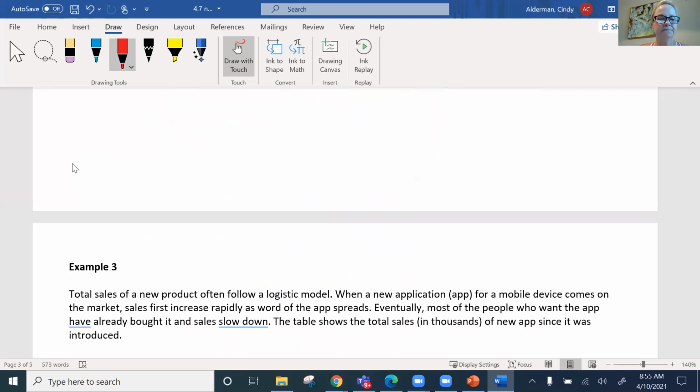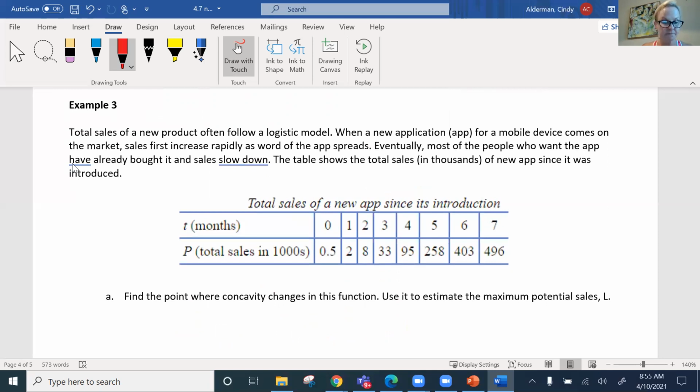All right, simple enough, right? Let's go to another example here. All right, here we're talking about total sales of a new product. And like I said in the beginning, when I was introducing this, population models, sales of a new product, spread of a virus, those are all logistical type situations.